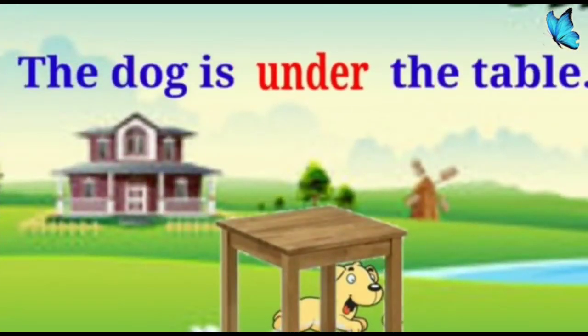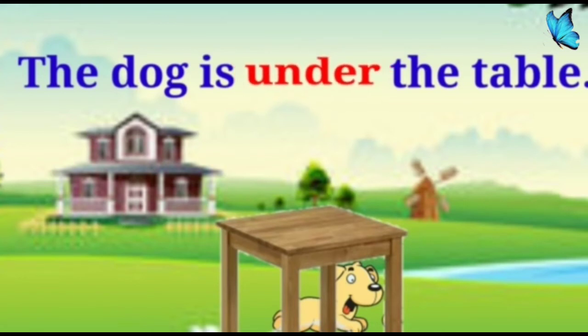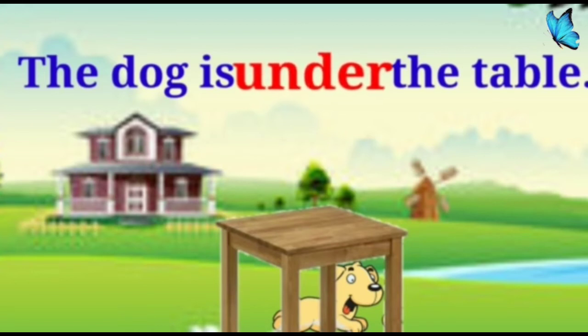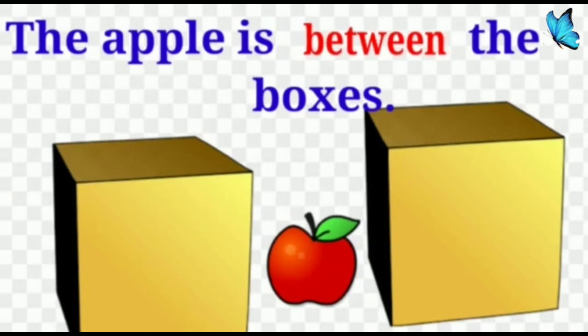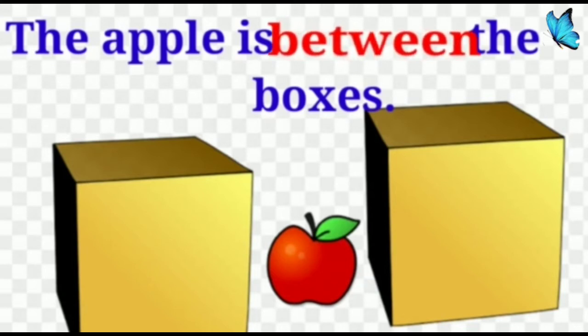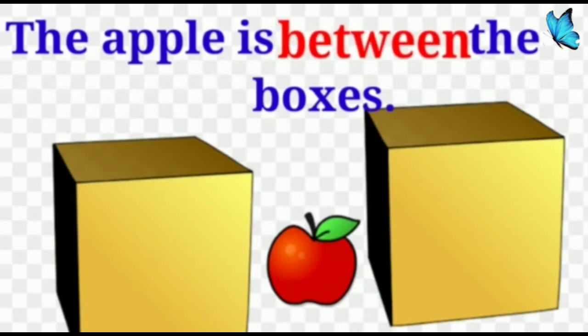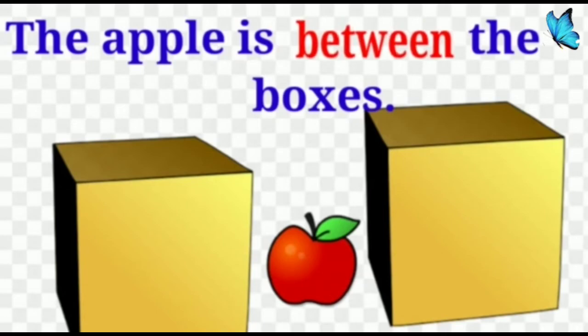The dog is under the table. In this sentence, under is the preposition which tells us about the position of the dog. In this picture, the apple is between the boxes. Here, between is the preposition which tells us about the position of the apple.